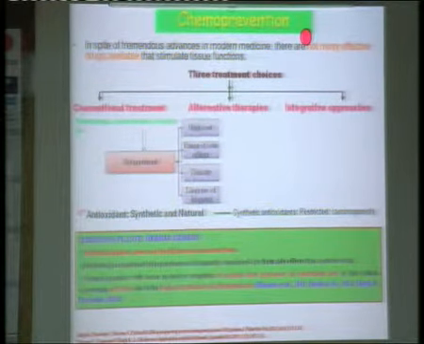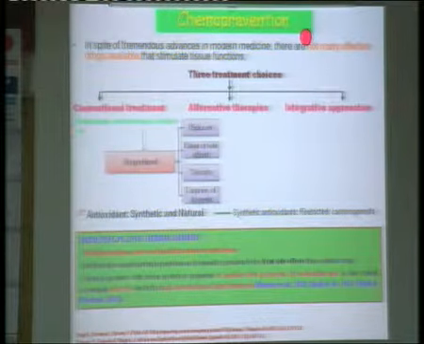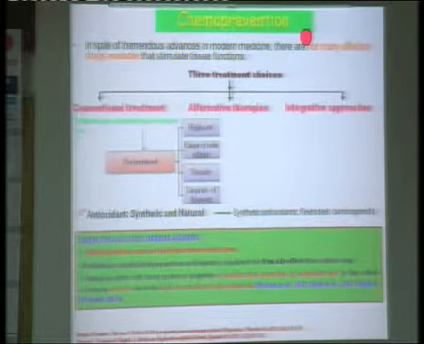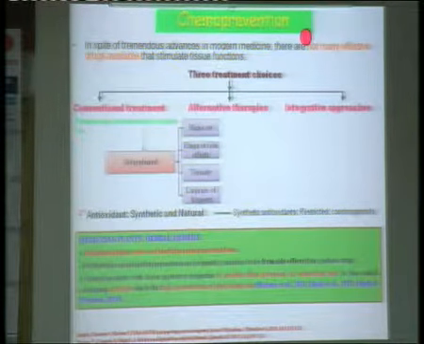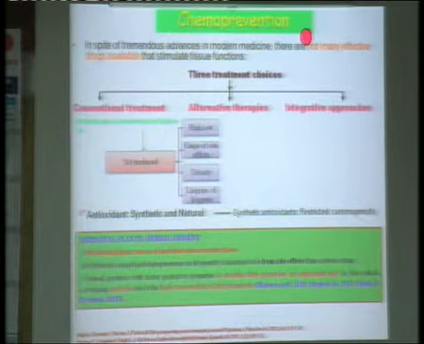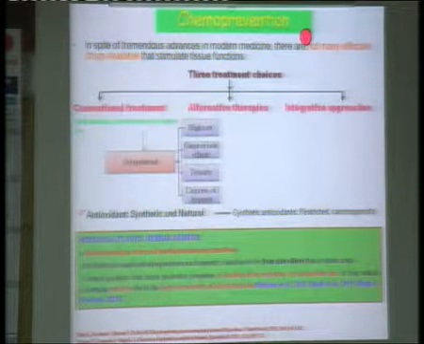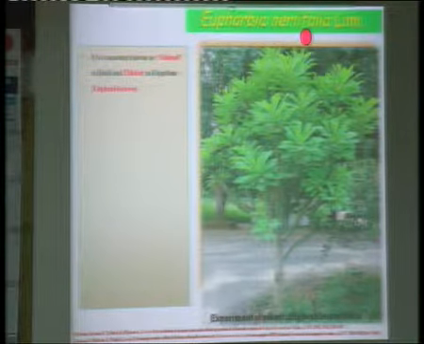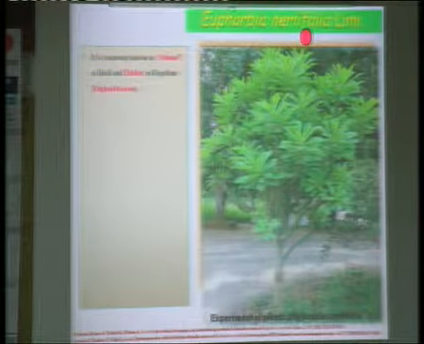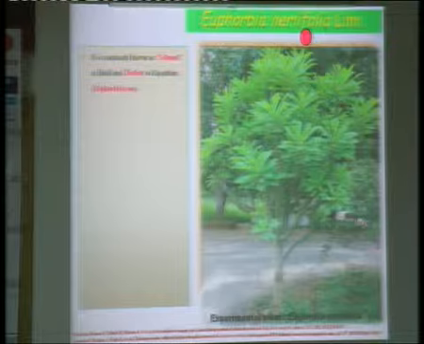Second, alternative therapy includes herbal remedies. Third, the integrative approach is a combination of both of the above therapies. So, antioxidants are shown to have a protective effect against all these oxidative stress-related diseases. The two important categories of antioxidants are the natural as well as the synthetic ones.